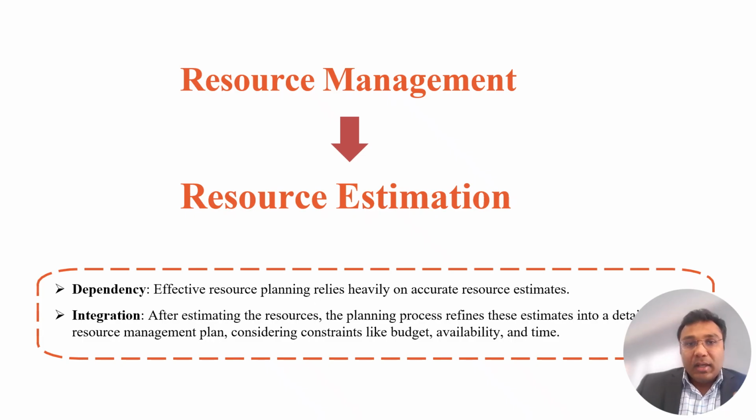Once you have estimates, integrate them into a resource management plan that accounts for real world constraints like cost and resource availability. So if you look at the dependency, effective resource planning relies on how accurately you estimate the resources. After estimating your resources, the planning process refines this estimate into a detailed resource management plan, considering every aspect of the resource constraints, like your budget, cost, availability, skills requirement, time, etc. So that's how you do your resource estimation.